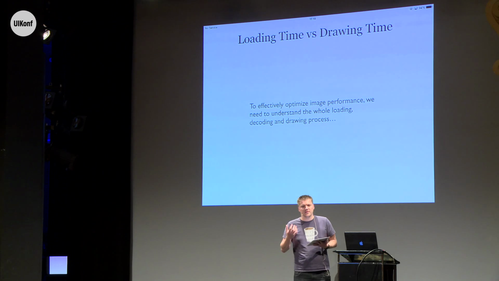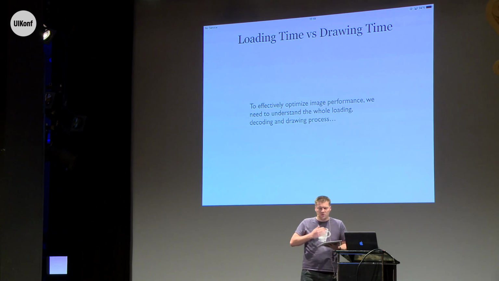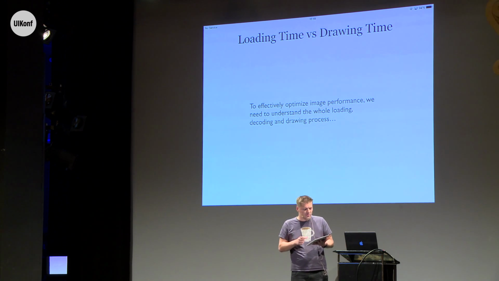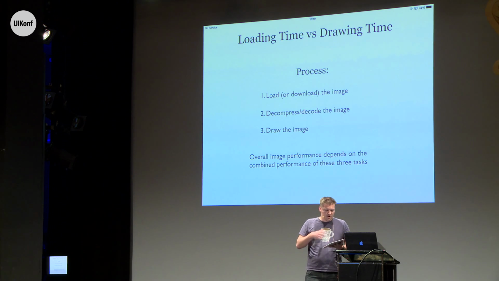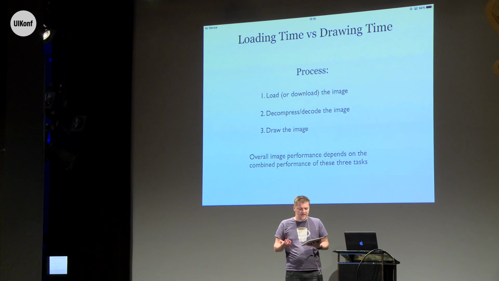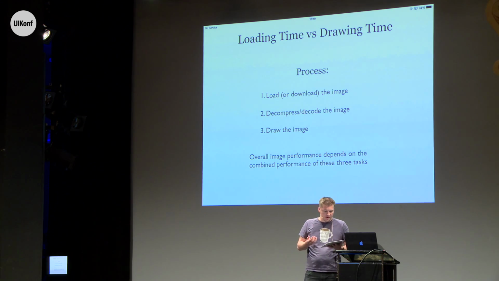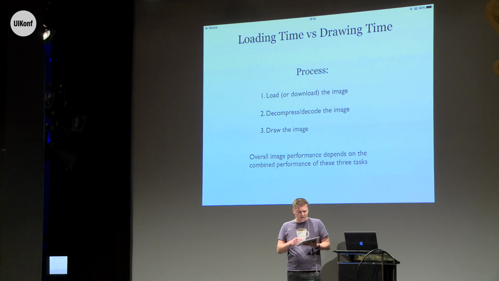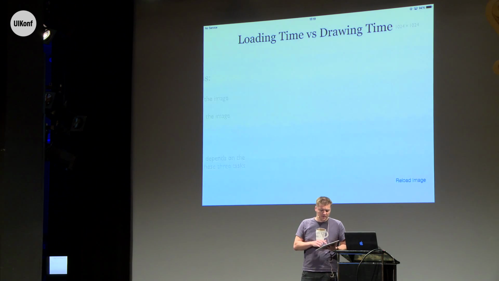To effectively optimize images, we need to understand the whole loading and drawing process. The process is that we initially load the image when we init it. Then we have to decompress and decode the image and then draw it, and we'll probably repeat these steps. The overall performance depends on all three of them.